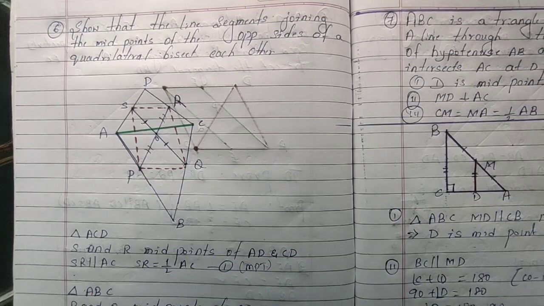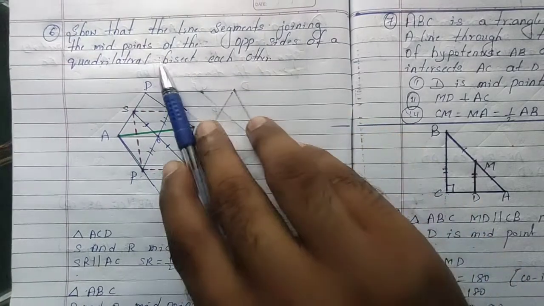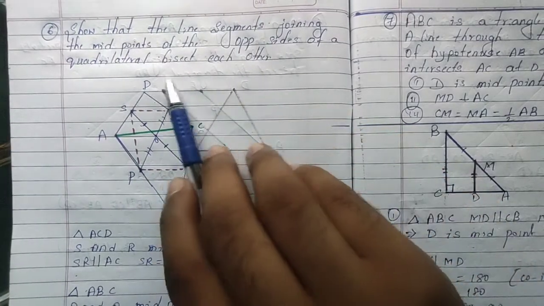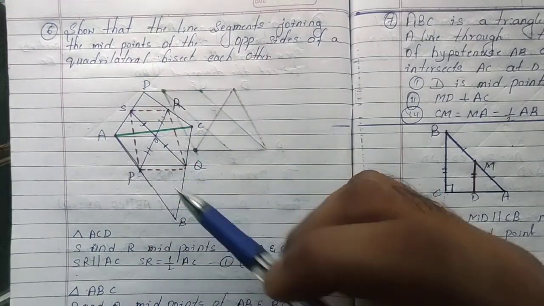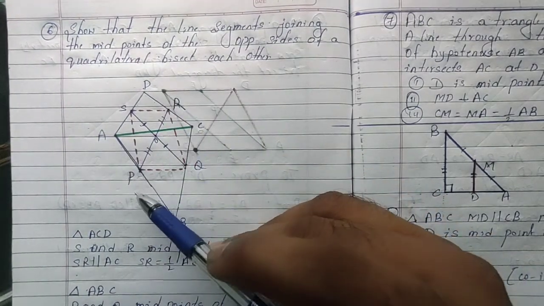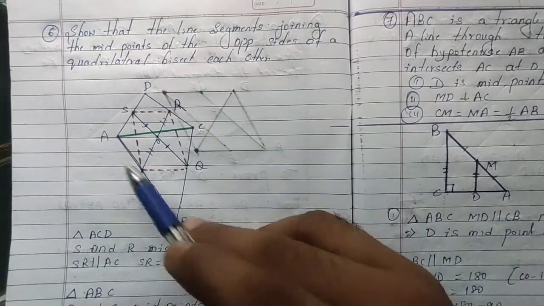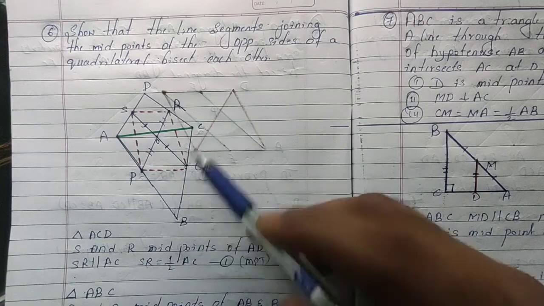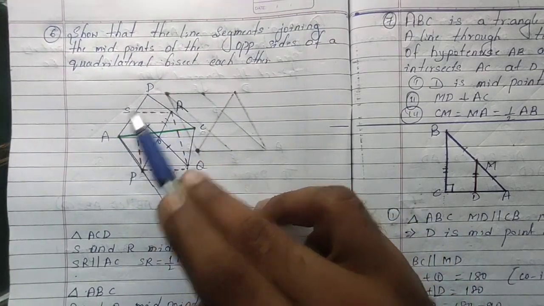Then question number 6. Show that the line segments joining midpoints of the opposite sides of a quadrilateral bisect each other. Here I have taken one quadrilateral ABCD. P is a midpoint of AB, Q is midpoint of BC, R is midpoint of CD, S is midpoint of AD.